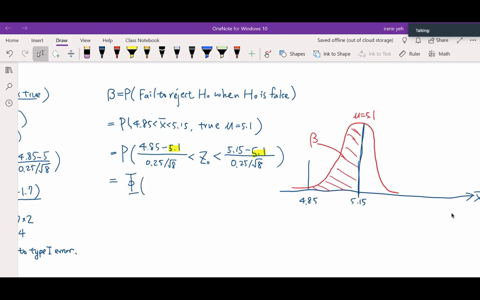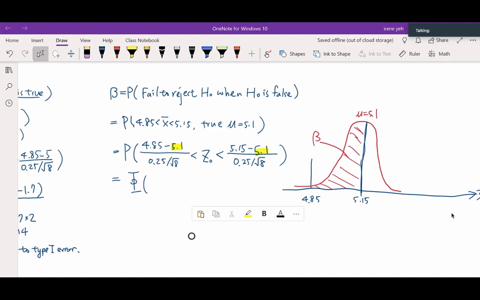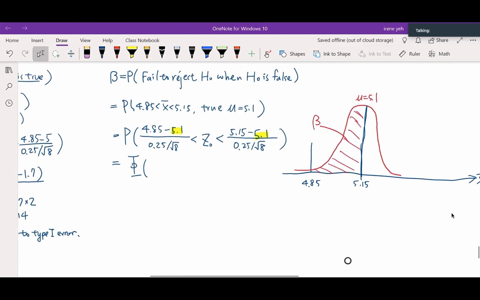So I'm going to derive two cumulative probabilities. 5.15 is 0.566. Subtract the cumulative probability to the left of negative 2.83.